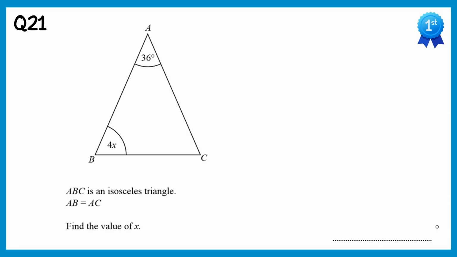In this question, we know that ABC is an isosceles triangle and that AB and AC are the same. This means the angle in the bottom right here is the same as the one in the bottom left, so it's also 4x. You should know the angles in a triangle add up to 180, so if we add all of these, 4x, add 4x, add 36, this should add to make 180.